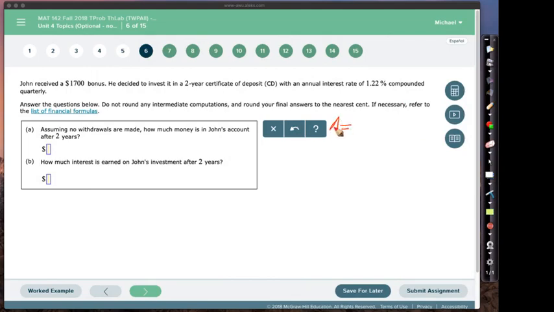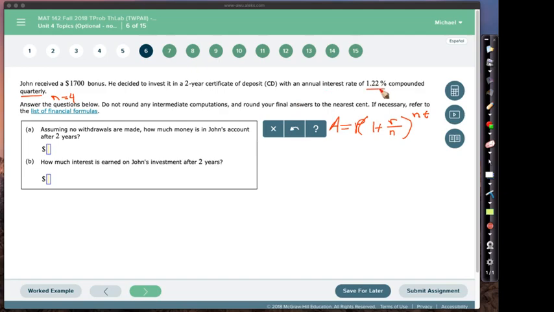Accumulated value equals the principal times 1 plus. Now, we just had RT when it was simple interest. It's R divided by N, which is the number of periods per year for compounding. So quarterly compounding, N is going to be 4. Remember, this formula has an exponent in T.